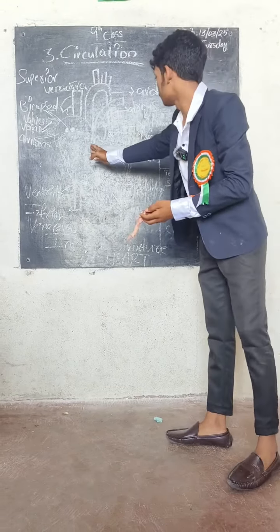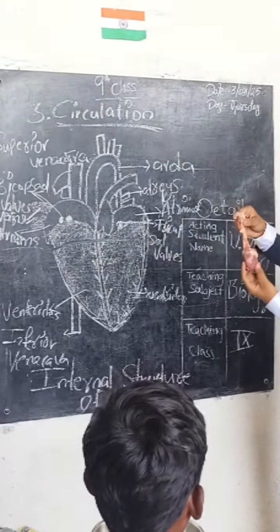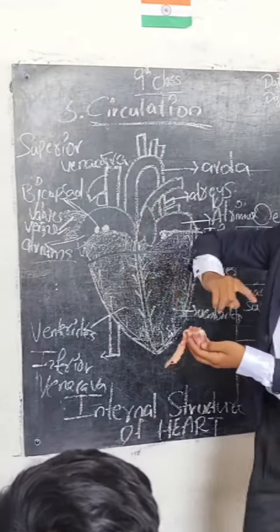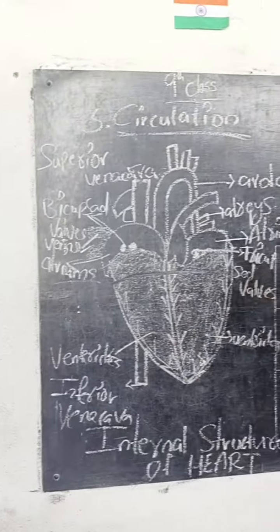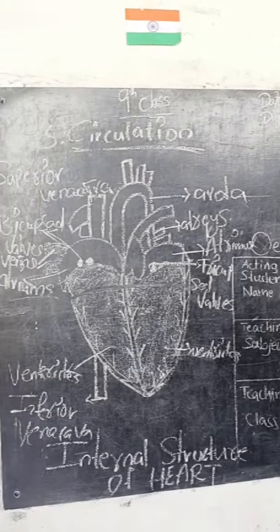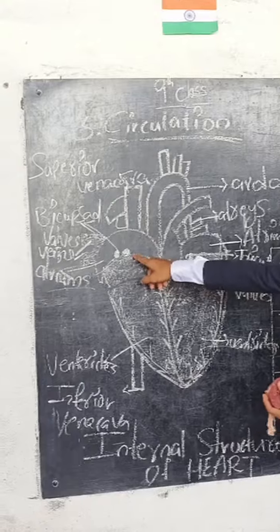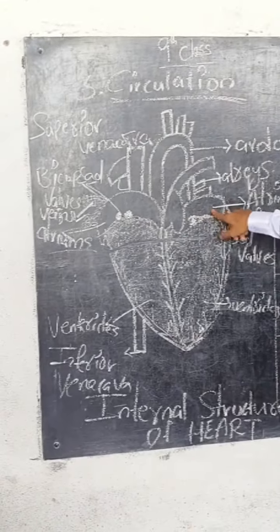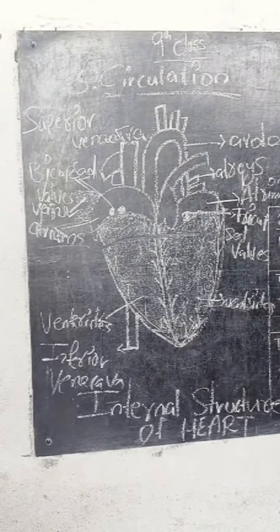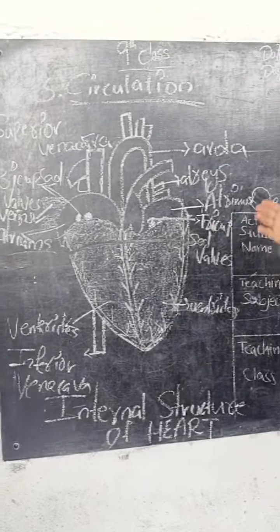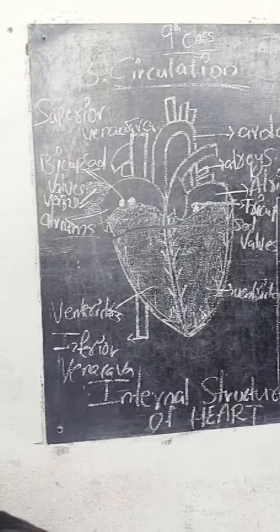Then, this is the outer structure of the heart. It looks like that. If you observe this, both of these look the same. If you cut this into two parts, it will be like this. See, I wrote here bicapsule valves, tricapsule valves. These both are called atriums, which are the two chambers on the upper side. The two parts on the lower side are called ventricles.